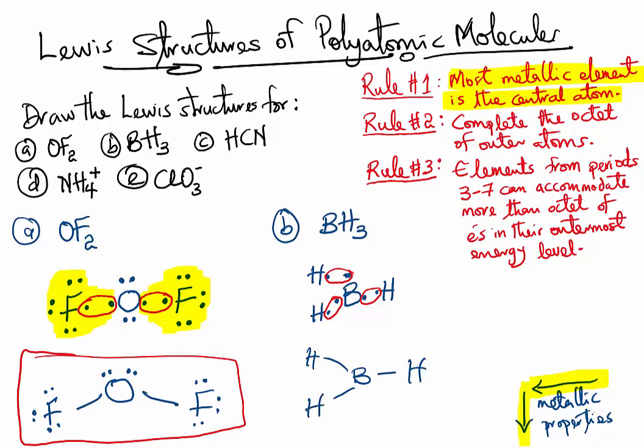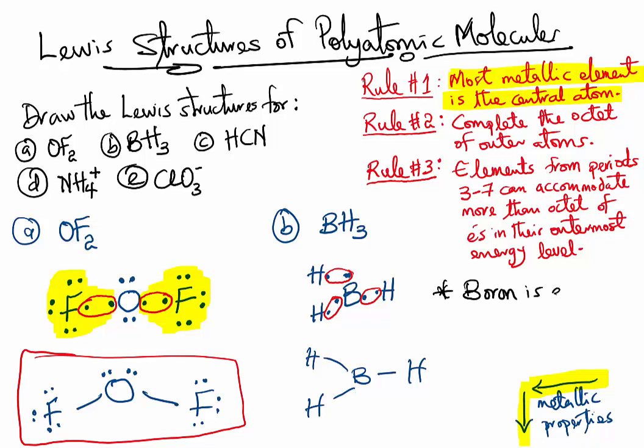Now let us take a look at how many electrons we have around boron. We have only 3 bonds. There are no lone pairs, which means that boron only has 6 electrons in its outermost energy level. That is not an octet. But is that even allowed? In the case of boron, yes. Boron is an exception to the octet rule.